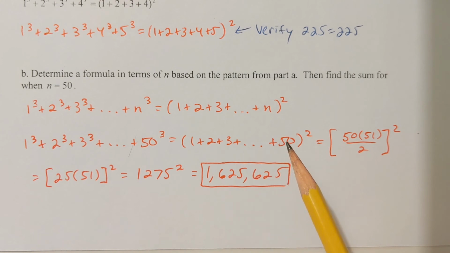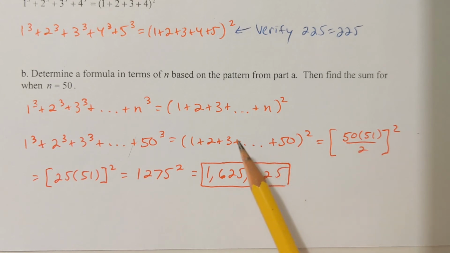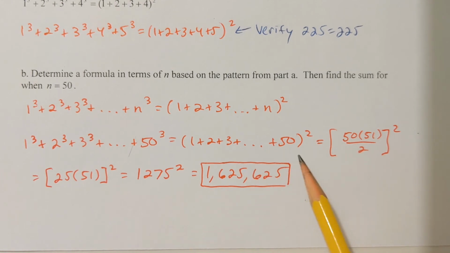If I take 1 plus 50, I get 51. 2 and 49 is 51. 3 and 48 is 51. So every single time I'm going to get 51. Now, the question is, how many times do you get 51?